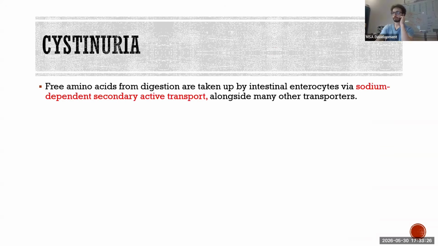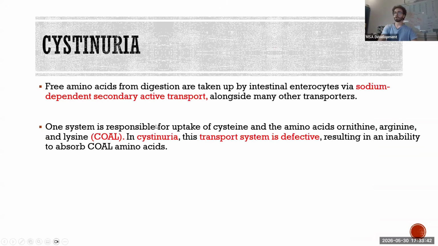Now we're going to talk about a condition that's called cystinuria. Okay? Something I want you to know is that free amino acids, when we digest food, there will be free amino acids. These amino acids are taken up into the intestine by sodium-dependent secondary active transport. Remember that? Well, there are many other systems. One of these systems is responsible for taking up cysteine and ornithine and arginine and lysine. These 4. Call it a mnemonic. In cystinuria, this specific system is defective. For these 4 amino acids, cysteine, ornithine, arginine, and lysine will not be able to be absorbed.